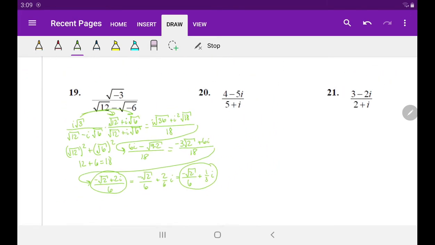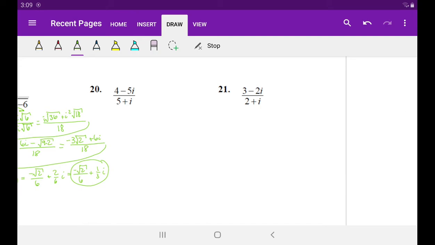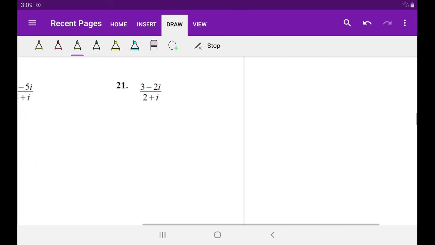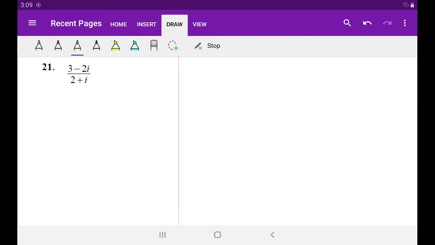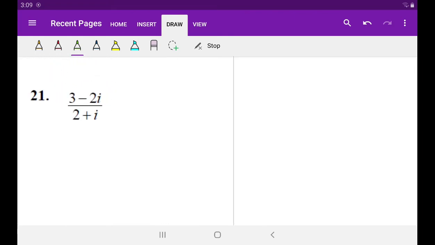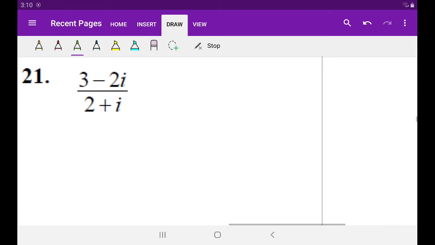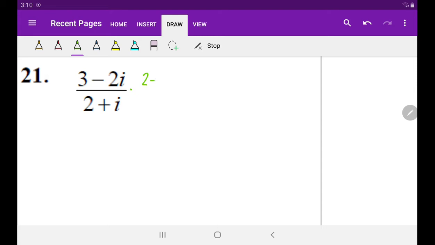Let's go on. Let's take a look at 21. So for 21, our complex conjugate is going to be 2 minus I. So multiply by 2 minus I over 2 minus I, okay? So we're going to have to FOIL our numerators. This is the first example like this that we've seen so far today. That's okay, though. So we just FOIL it as though we would FOIL anything else.